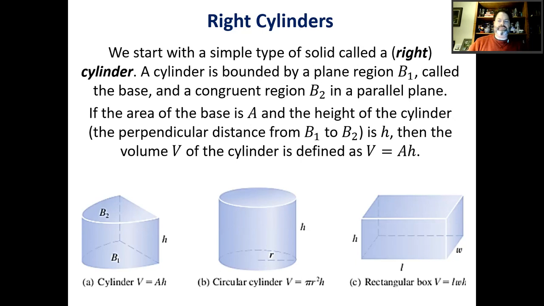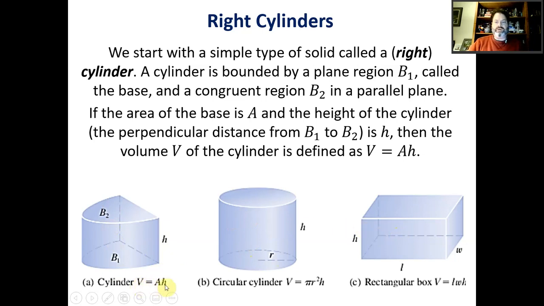So the best example to look at is probably this first cylinder here, where we just have any shape, base 1 and base 2. They're the same shape, and the plane is parallel. And then you can see two very specific kinds of cylinders.